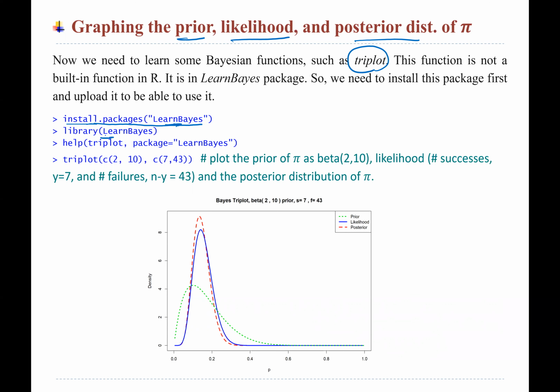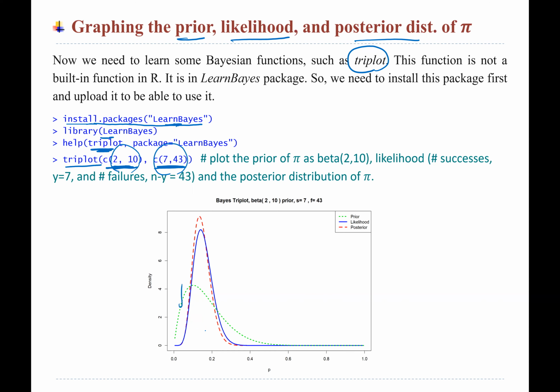And sorry, if you'd like to have some help about the triplot, write help. And it is very simple. You write down the function and you give the information about the prior, and information about the data, or the likelihood. For the prior, let's use alpha is 2 and beta is 10. And for the likelihood, I use y is 7, n minus y is 43. This is the information about the prior. This is the information about the likelihood. The function will use this information to find the posterior and graph the three functions.